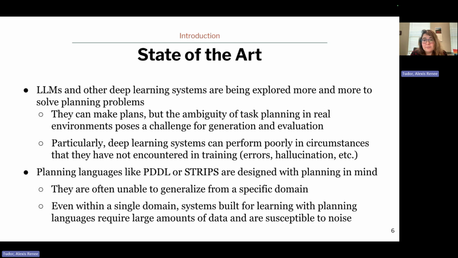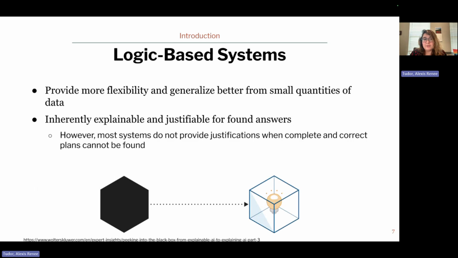On the other end of the scale, there are planning languages designed with the traditional planning problem in mind, such as PDDL or STRIPS. However, these systems are often confined to a single domain, and even within that domain, systems built for learning with planning languages require large amounts of data and are susceptible to noise in that data. Obviously, that's an oversimplification of the problem and solutions, but we'll leave it there for now. Logic-based systems, alternatively, can serve for broader problems and provide greater flexibility alongside generalizability from small quantities of data. These systems, unlike deep learning, are inherently explainable and justifiable, allowing much needed trust. However, most logic-based systems do not provide justifications when complete and correct plans cannot be found.